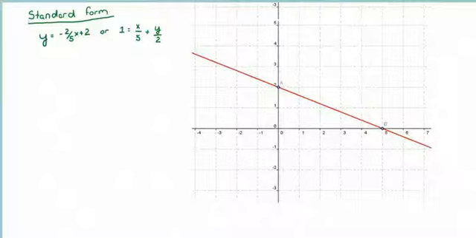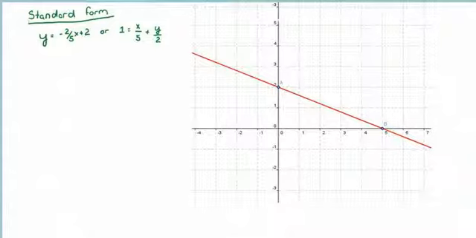In this video, we're going to look at how to find the equation of a line in standard form. Before continuing with this video, I highly recommend that you know how to find the equation of this line using slope y-intercept and x-intercept y-intercept form.